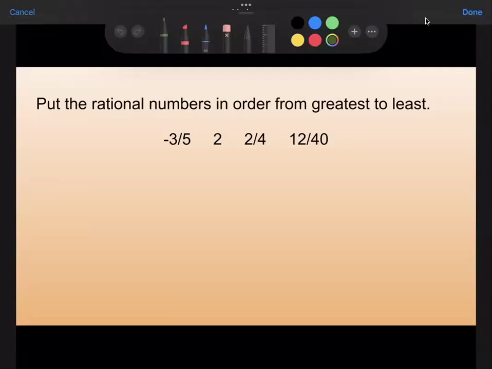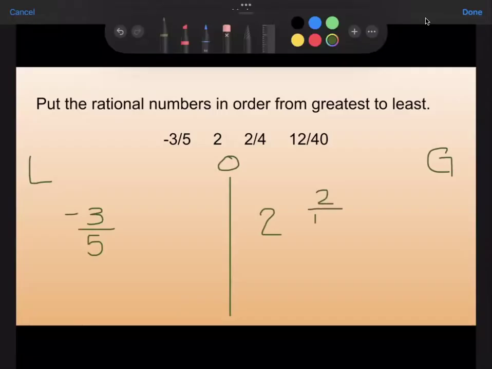Okay, here's our next one. Again, we're going to go from greatest to least. So I'm going to start by doing least to greatest, and then I'm going to flip the order at the end, put a 0 in the middle for our neutral zone, and then I can sort them by positives and negatives. So -3/5 would go on this side of 0, 2 goes on this side, 2/4 goes on this side, and 12 over 40 goes on this side. So already I know the least is -3/5 because that's the only one in the negative zone. So over here, I have to just kind of play with these other ones.